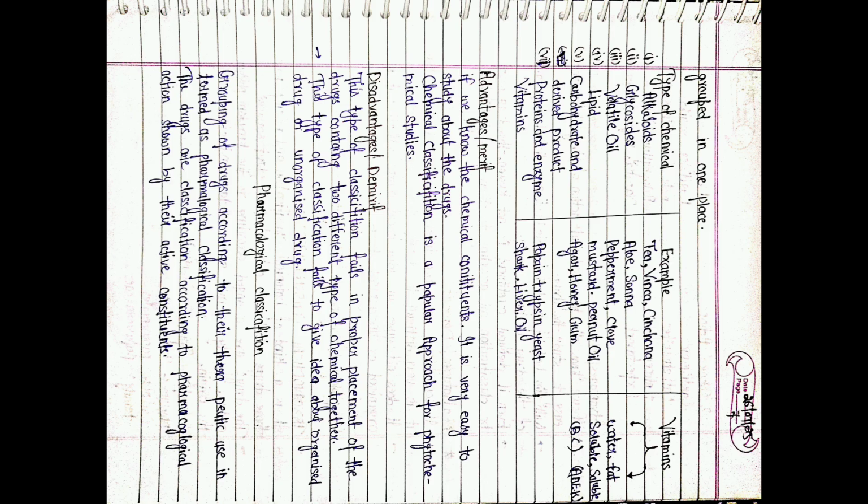Advantages, merits. If we know the chemical constituents, it is very easy to study the drugs. Pharmacological classification. Drugs are grouped by pharmacological action. Cardiotonic: digitalis, squill. Anthelmintic: male fern, quassia. Antitumor: podophyllum, vinca. Expectorant: vasaka, licorice.